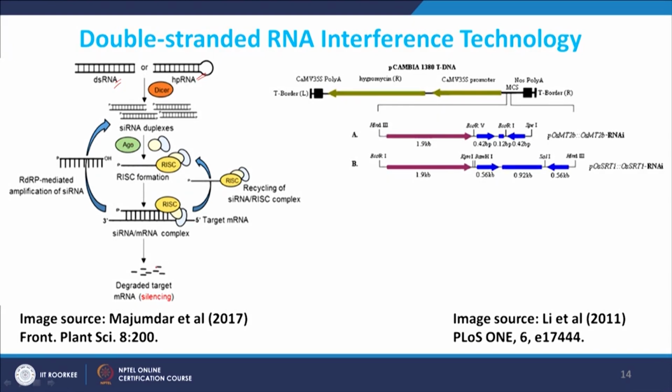a very small 21 to 24 nucleotide single stranded antisense RNA, and these RNAs can go and pair with the endogenous messenger RNA, and then they will either target that messenger RNA for degradation, or they can inhibit protein synthesis, or they can do epigenetic regulation. Any kind of regulation is possible.